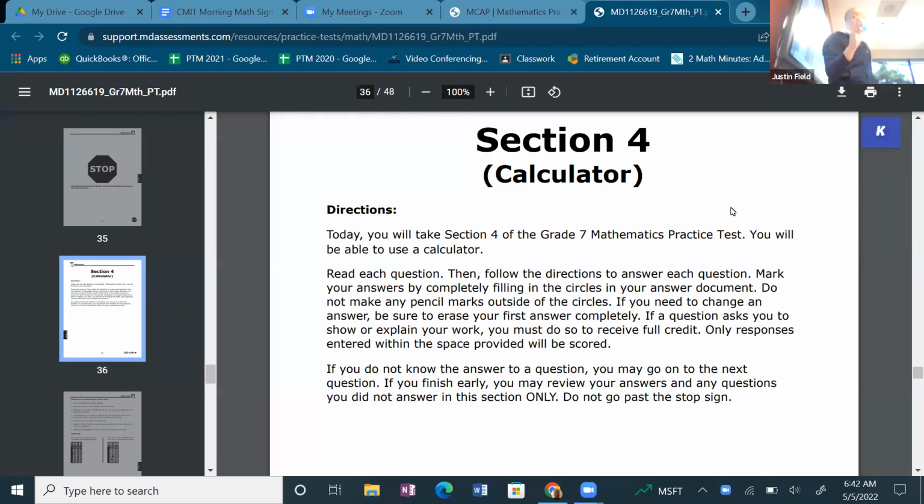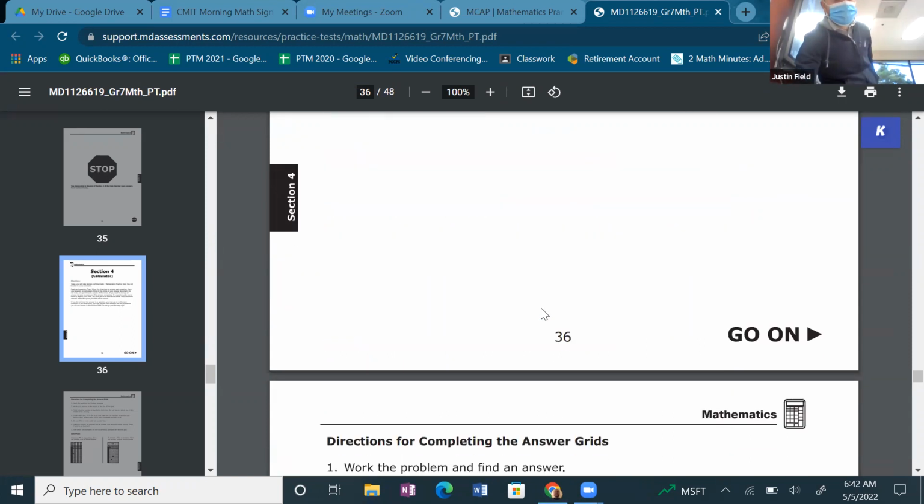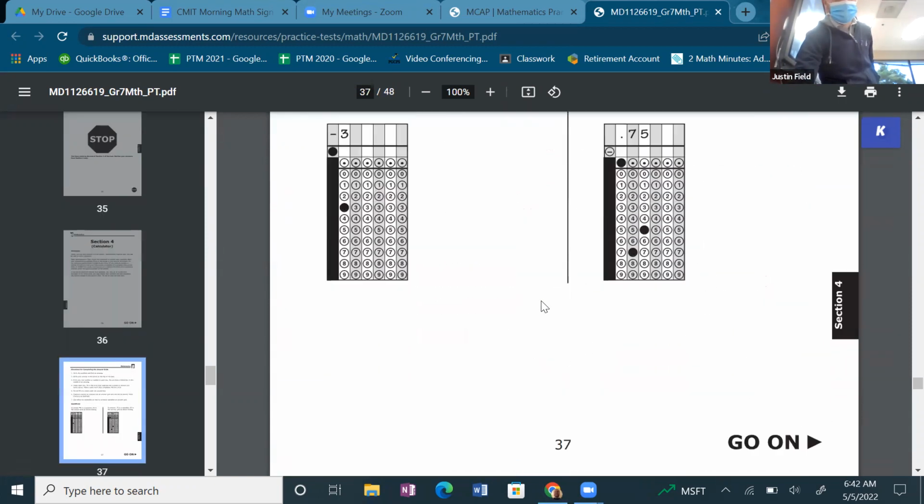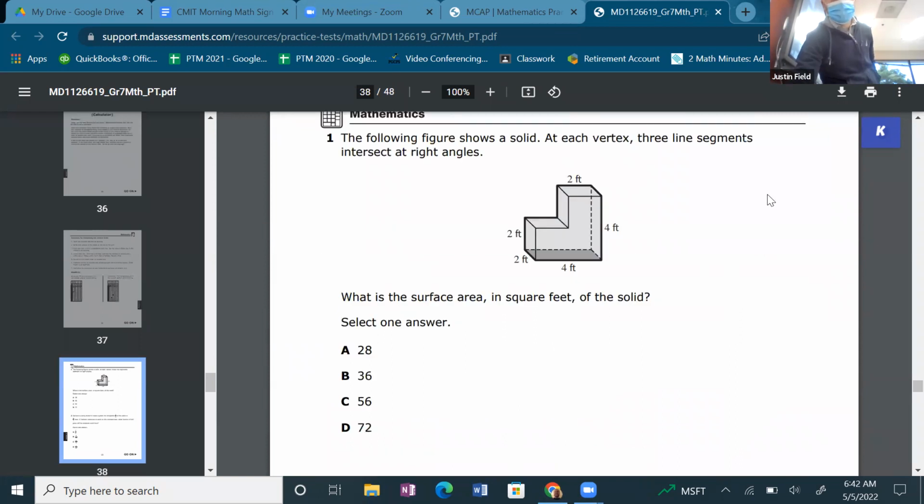All right, section 4, 7th grade MCAP. This is the last practice test that I'm doing this year. Oh, I guess I actually have to do geometry, but anyway, I'll think about that right now.